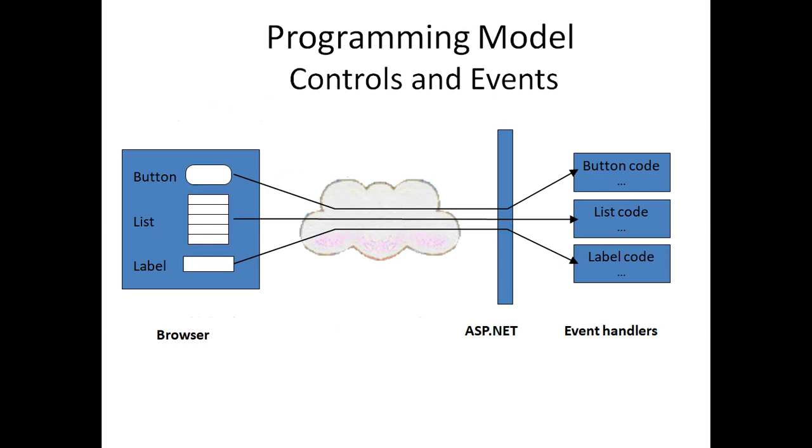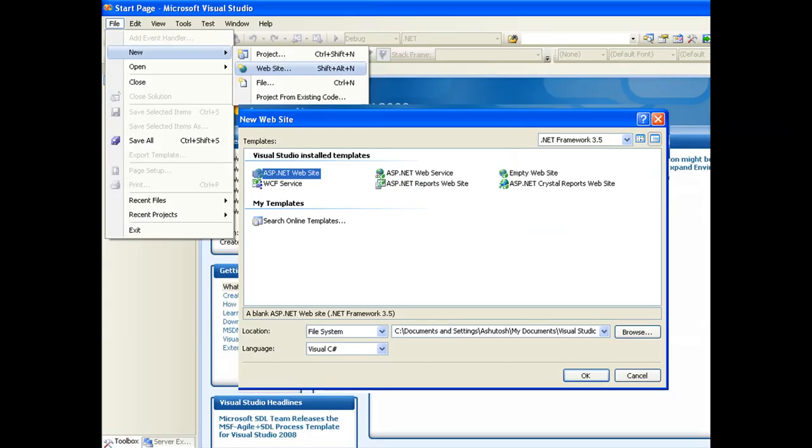In browsers, we generally use different tools like button, list, label, etc. And ASP.NET has the different event handlers for button, list, and label. So this is the scenario and view of this programming model. We have different controls on the browser, and we have different events in ASP.NET. Through ASP.NET we handle these events.